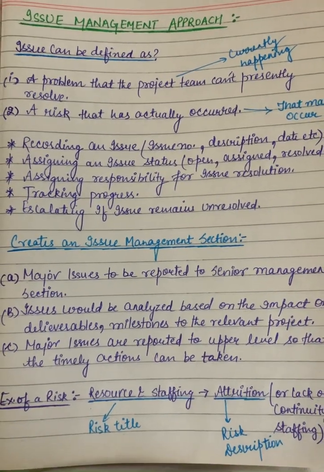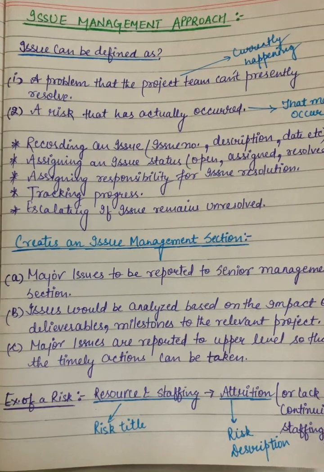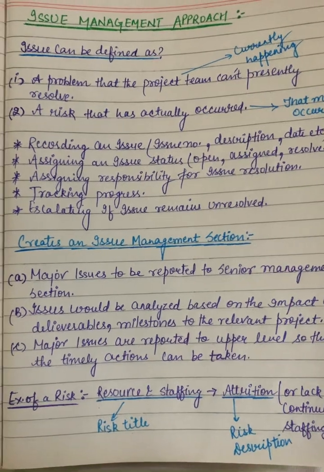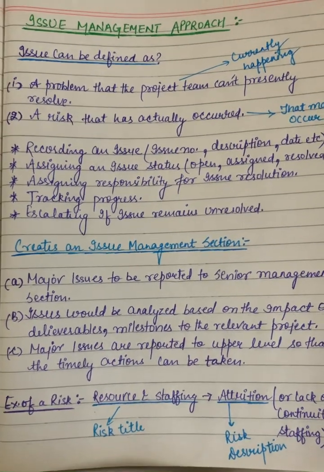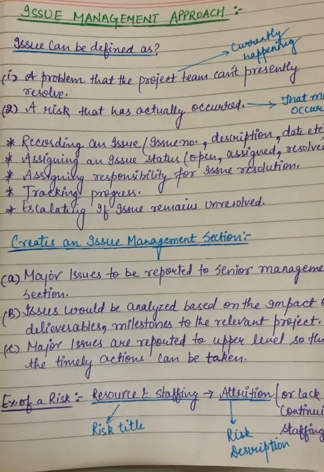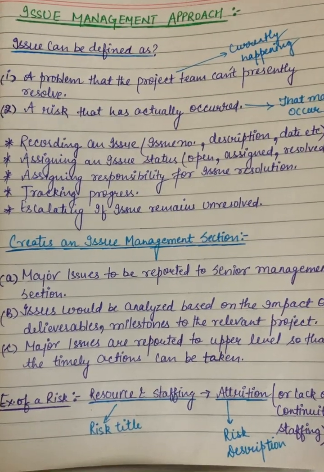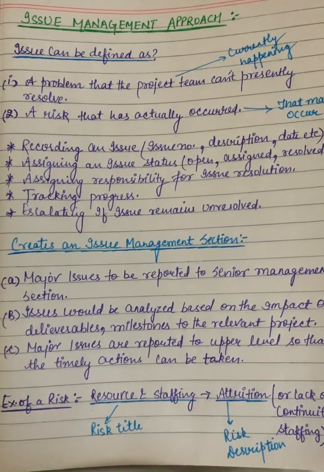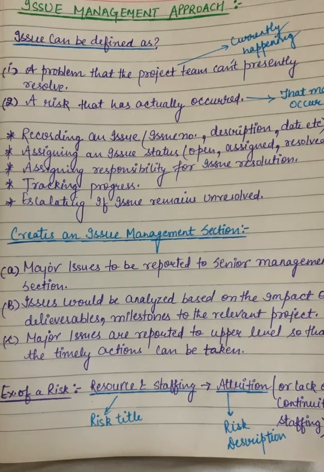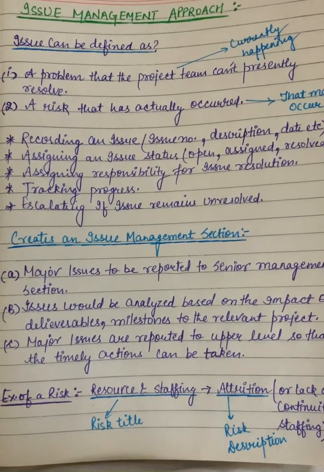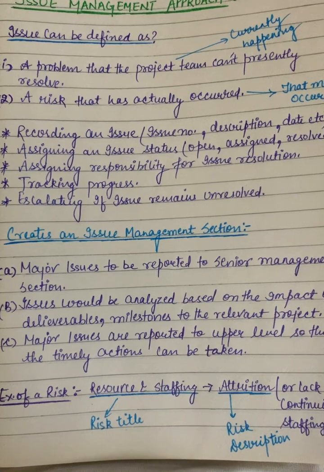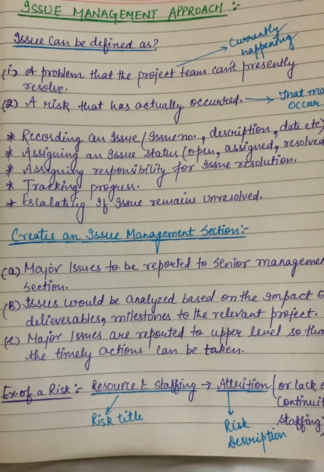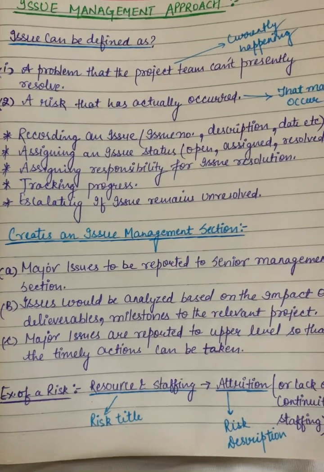So what is an issue? An issue is defined as a problem that the project team can't presently resolve, which is actually happening in the project, right? And if we talk about risk, that's the probability of something that may occur in future. An issue is currently happening but we cannot resolve it, so we can either mitigate it or transfer it, whatever, but that's currently happening in the organization.